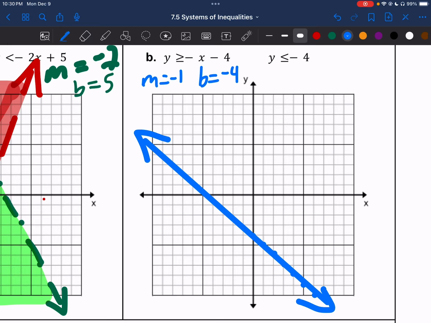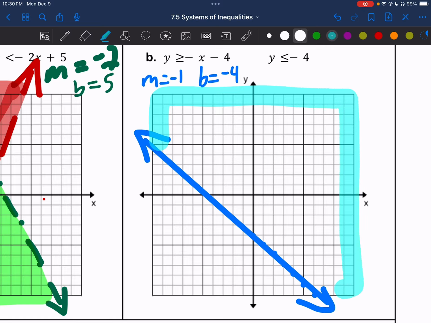If you're unsure whether to use a solid line or dashed line, if it's got a line under the inequality symbol, it is going to be a solid line in the graph. y is going to be greater than or equal to -x minus 4. So we're going to be shading that one above, or if we use a test point, 0 is greater than or equal to -4, and that is true. So we're going to shade our region above in this one.